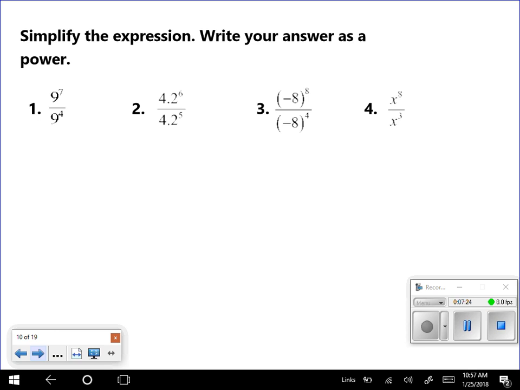Okay, so 9 to the 7th divided by 9 to the 4th would give us 9 to the 3rd. 4.2 to the 6th divided by 4.2 to the 5th gives us 4.2. So go ahead and try 3 and 4. Should be pretty simple there.